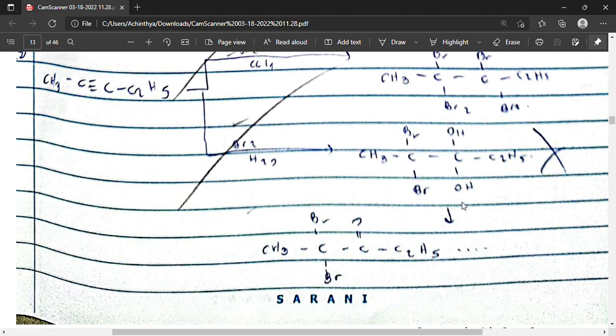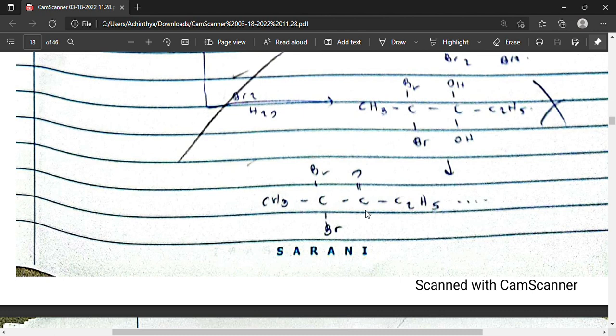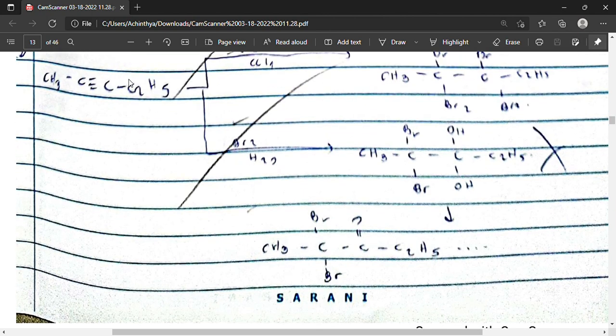But this product is very unstable. Geminal diols don't exist because they are very unstable, and it will immediately dissociate to form this carbonyl group, and this is the product that is formed if we were to add bromine and water to an alkyne.